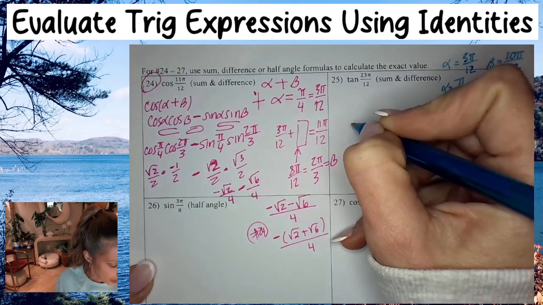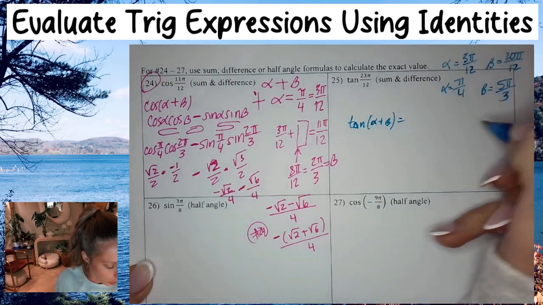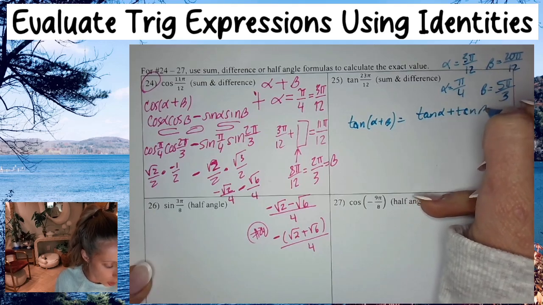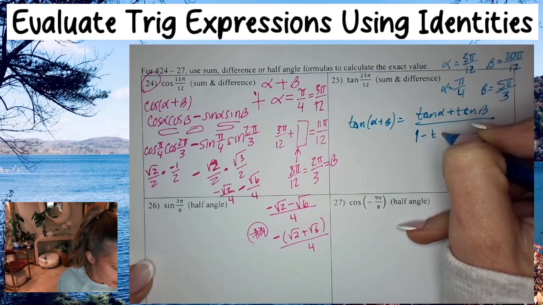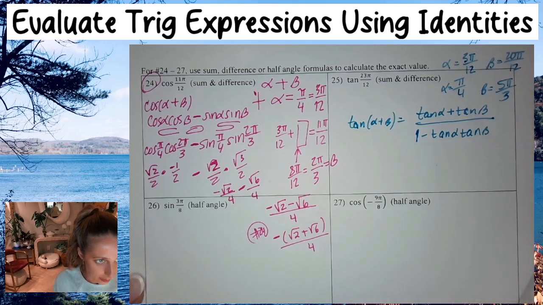So I'm going to do the angle sum. Tan of alpha plus beta equals, so the identity, the top looks like you're distributing. You aren't. That's not a thing. It just looks like it. And then the bottom is 1 minus the product of tan alpha, tan beta. So same answers there. Now we're going to clean this up all the way, but let's see.